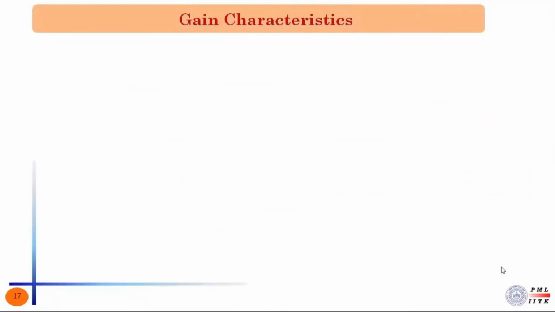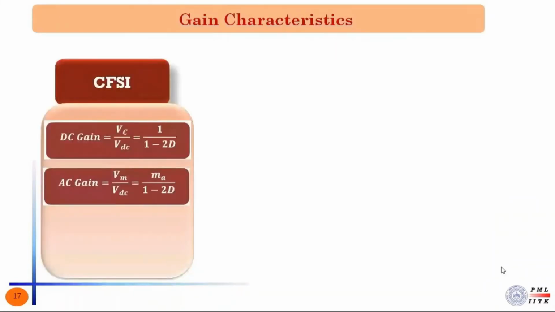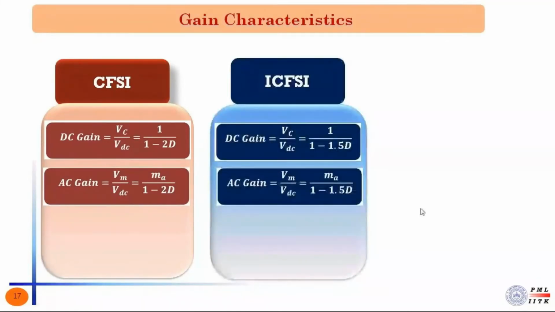Now coming to the gain characteristics of ICFSI. Now we'll compare the gain characteristics of CFSI and interleaved CFSI. So these two equations give the DC gain and AC gain of CFSI, as we had discussed earlier. Now in case of ICFSI, the DC gain becomes 1 by 1 minus 1.5D, and the AC gain becomes MA by 1 minus 1.5D. Now these equations are plotted in this figure here.